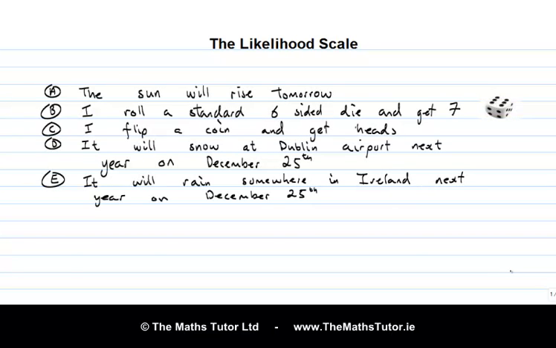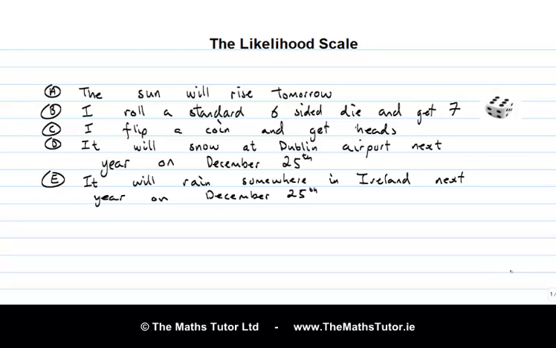So here are 5 different possible events with different likelihoods associated to them. So let's go through them one by one. Event A, the sun will rise tomorrow. I think most people agree that that event is a certainty. What about B? I roll a standard 6-sided die, shown in the picture here, and get 7. Well, again, I think that most people will agree that that's impossible.